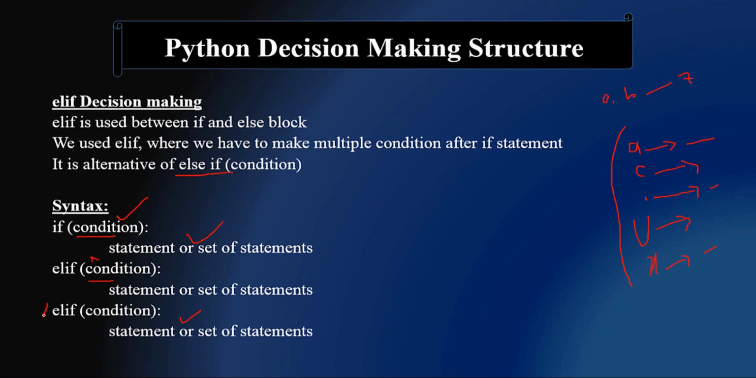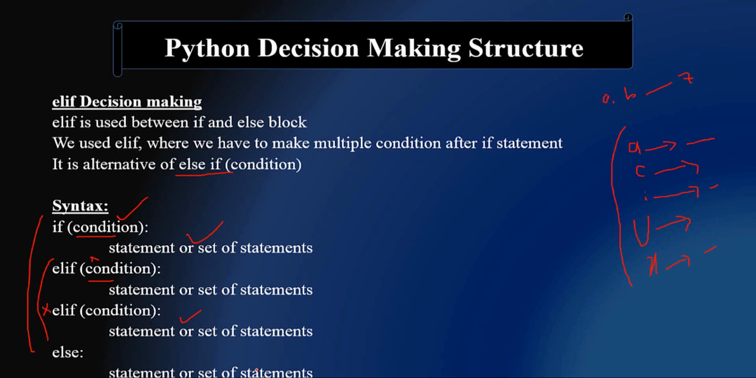For example, if this condition is also false, then in the else part, any statement or set of statements mentioned will be executed. So the syntax is that if this condition is true, this statement will be executed and all others skipped. If this condition is false, then this condition will be checked. If that is false, then again the next condition is checked. If it is true, inside that block all the statements will be executed. If all the conditions are false, then the statement or set of statements in the else part will be executed.